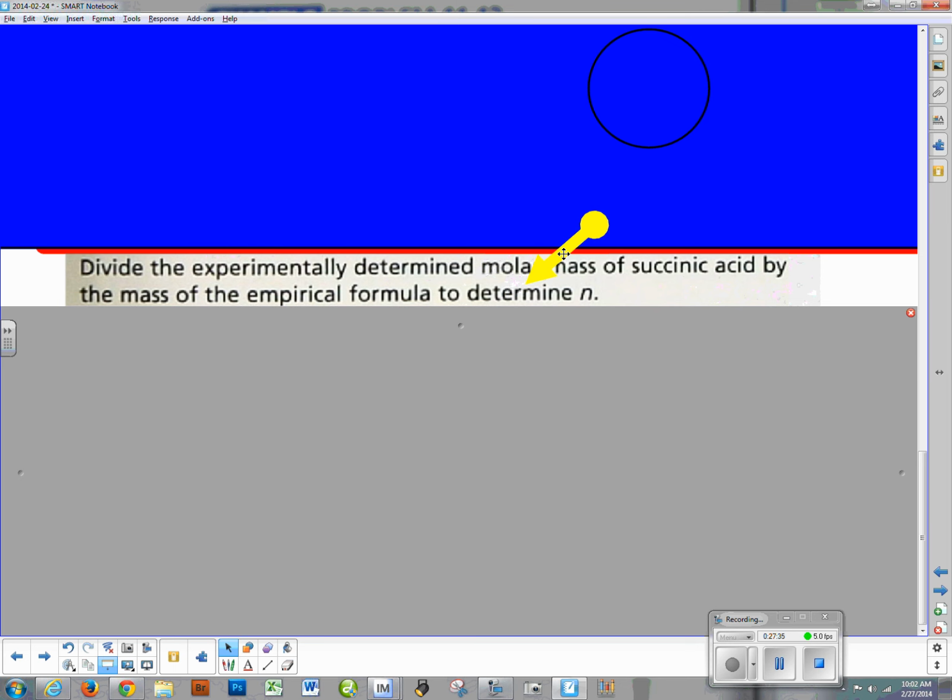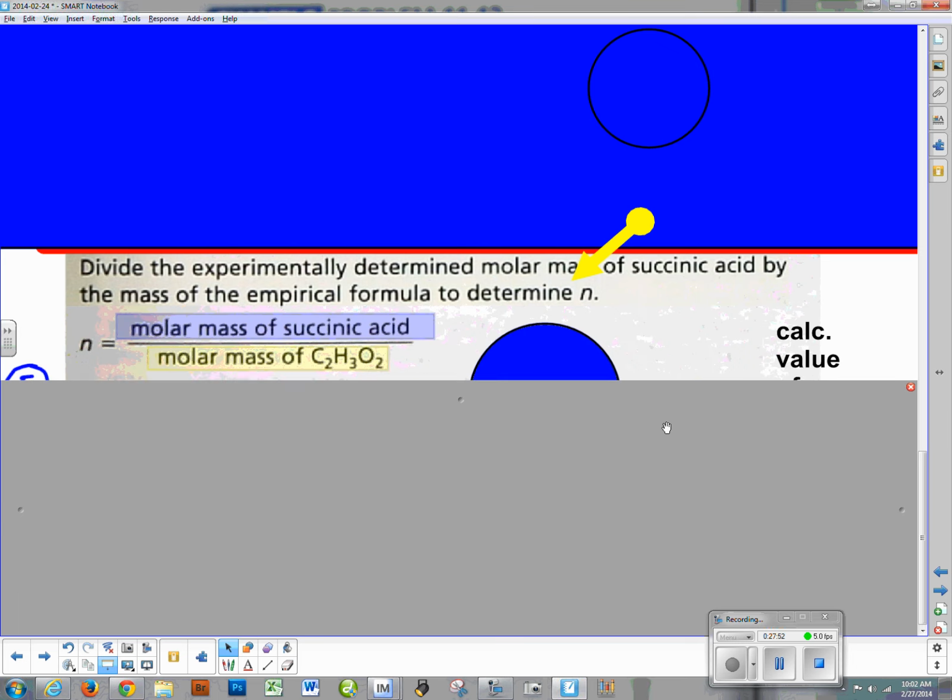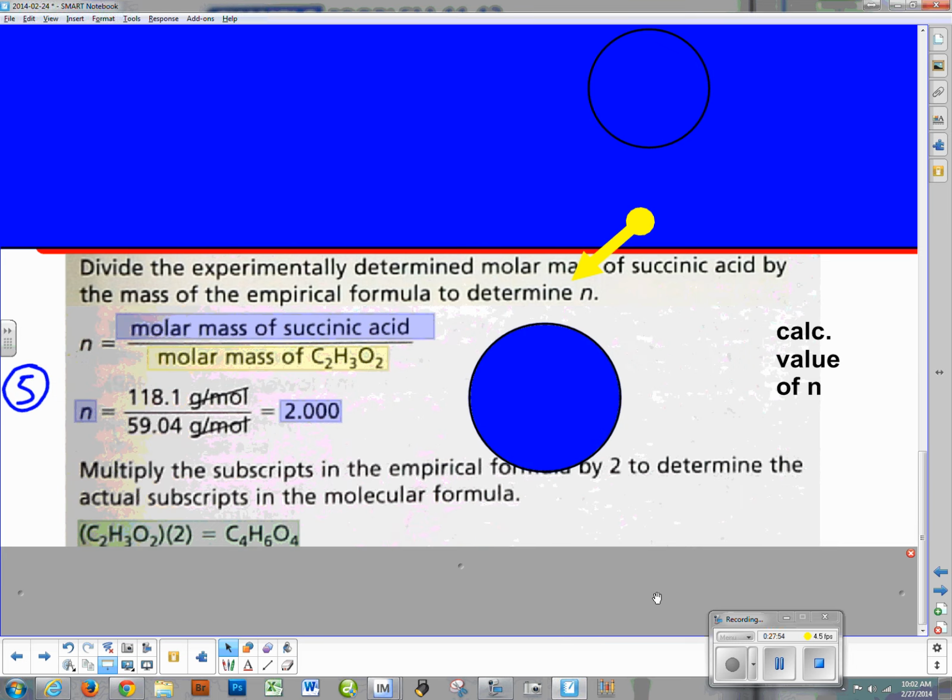And you might want to put that in your journal when you see the word determine. That's going to be talking about the find. What's to find? I don't see you writing. You just got a little nugget of good information. Here's what we did, or here's what they did. Molar mass of succinic acid.